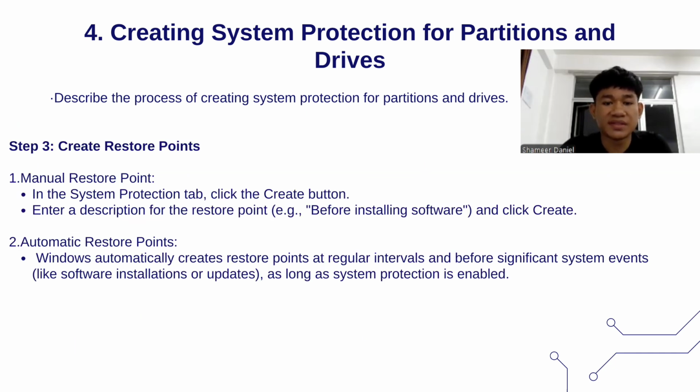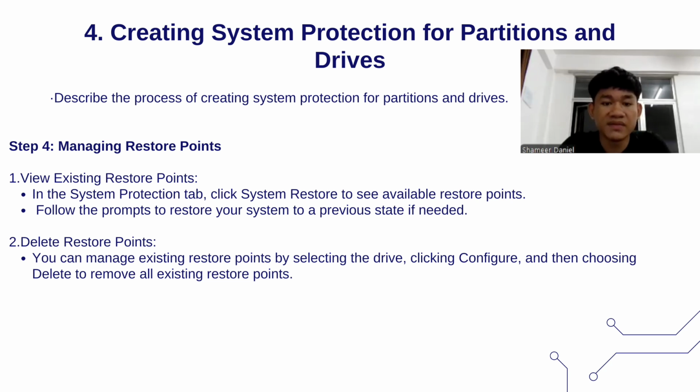Step 3, create restore points. Manual restore points, number 1. In the System Protection tab, click the Create button and add a description for the restore point. And then for number 2, automatic restore points. Windows automatically creates restore points at regular intervals and before significant system events like software installation or updates, as long as system protection is enabled.